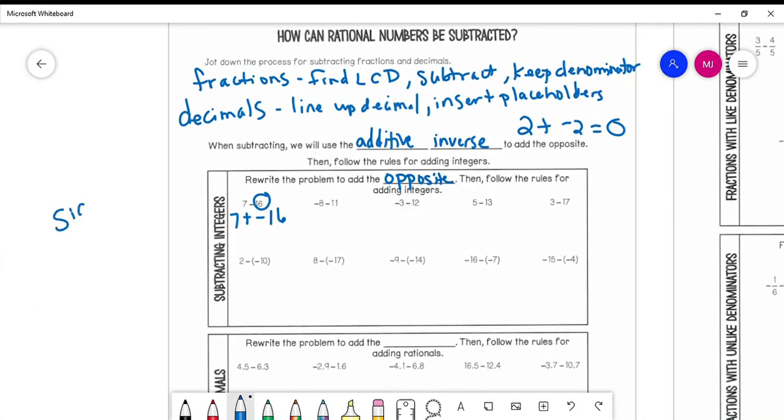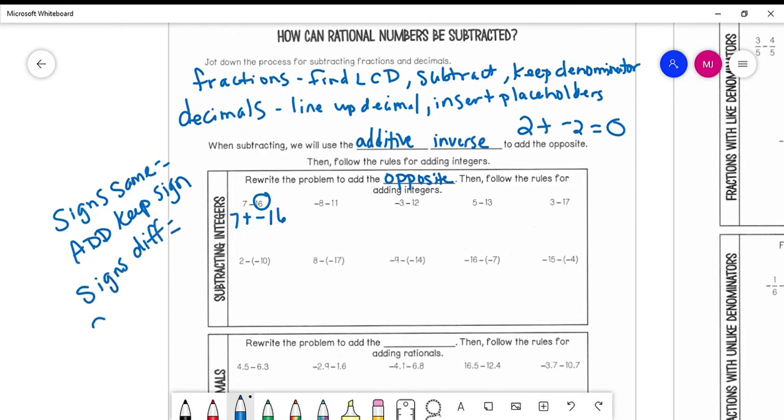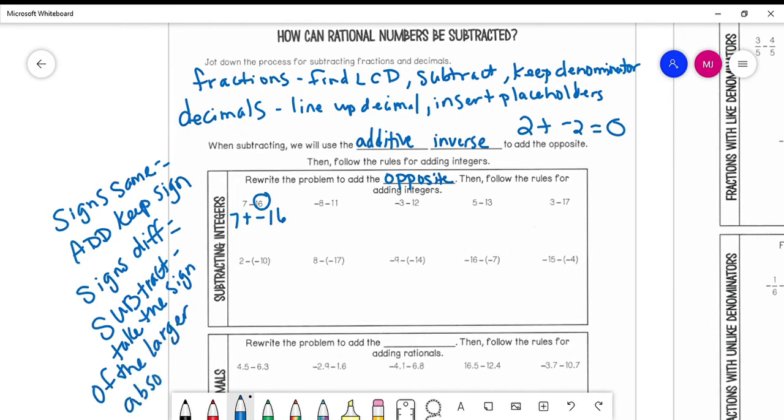If the signs are the same, then we add and keep the sign. Okay? If the signs are different, then we subtract and take the sign of the larger absolute value.